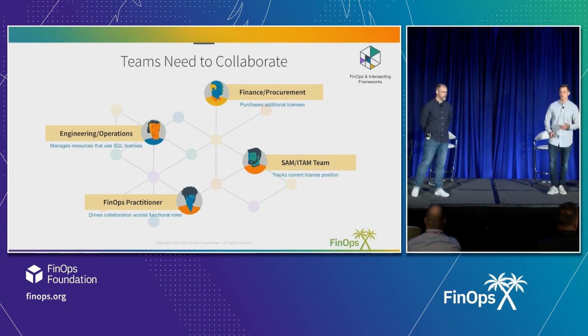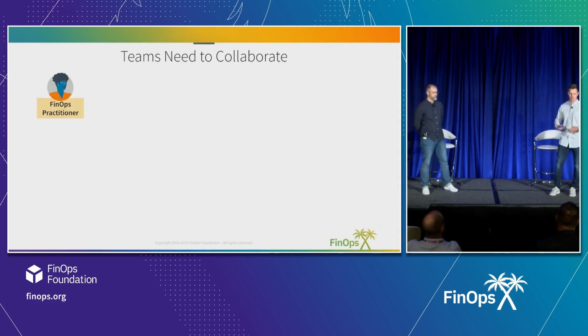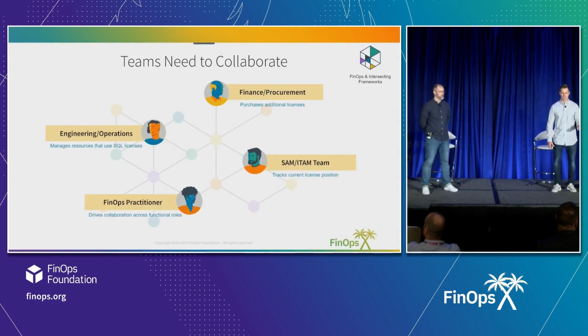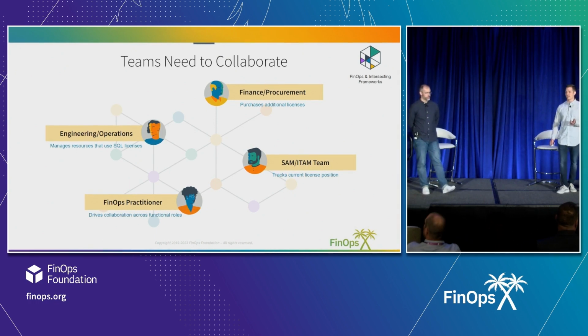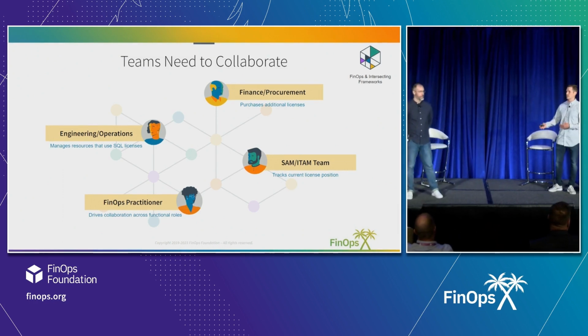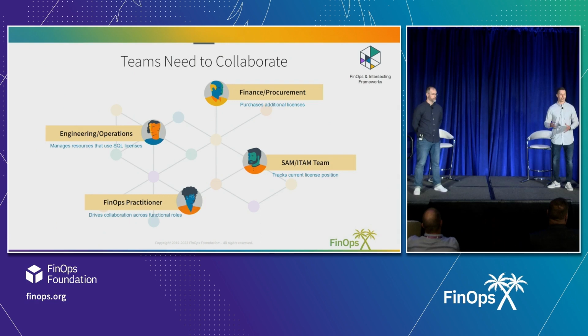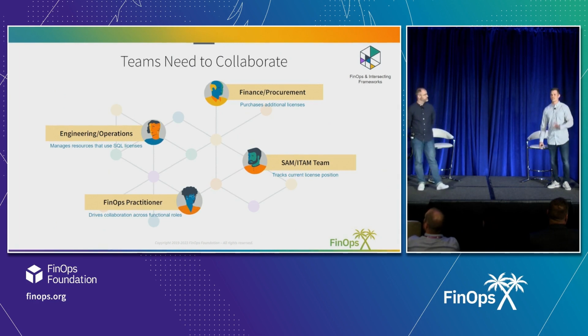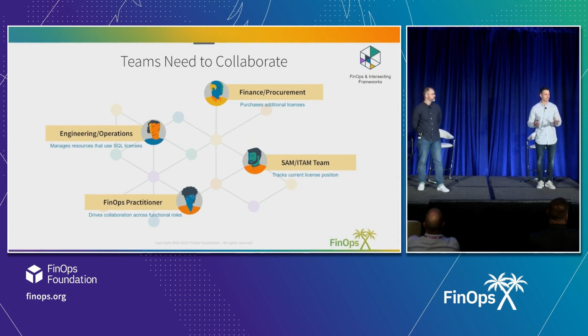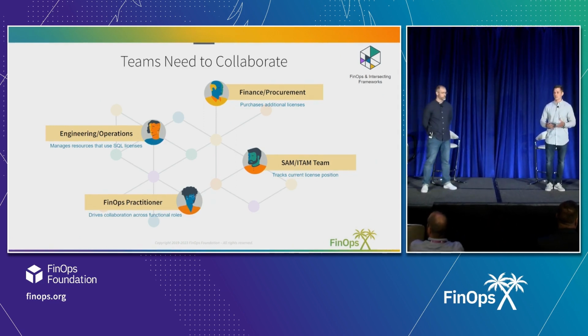So you have, for example, an engineer who's the one who's actually creating these resources, using the resources that need the SQL licenses. Then you have the procurement team, who is the one who's working with Microsoft or, in the case of other licenses, whatever the vendor is, to actually procure those licenses. And then you have the ITAM team, who, if you have an ITAM team, should understand what the current license position is, and if and where there are opportunities to reharvest licensing. And then you've got the FinOps practitioner, who, hopefully, is involved in that, making sure everyone's working together, collaborating together, communicating with each other, so that we can all make the best decisions.